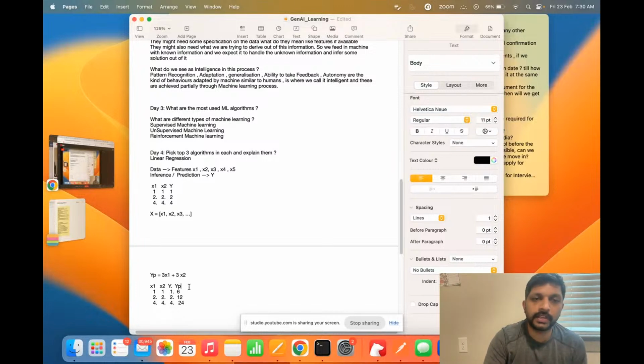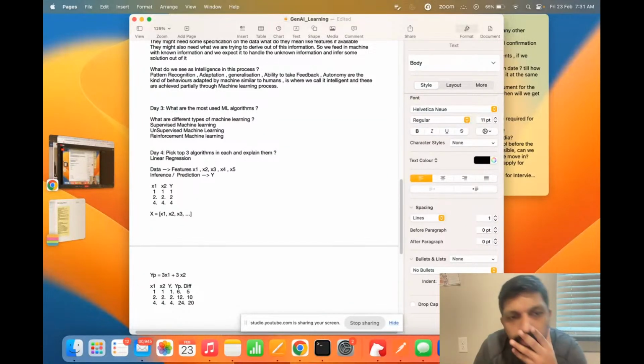For example, in this case, if you look at the difference, expected is 1, it gave 6, so 6 minus 1 is 5. Expected is 2, you got 12, the difference is 10. Expected is 4, you got 24, that difference is 20. So that's the difference.